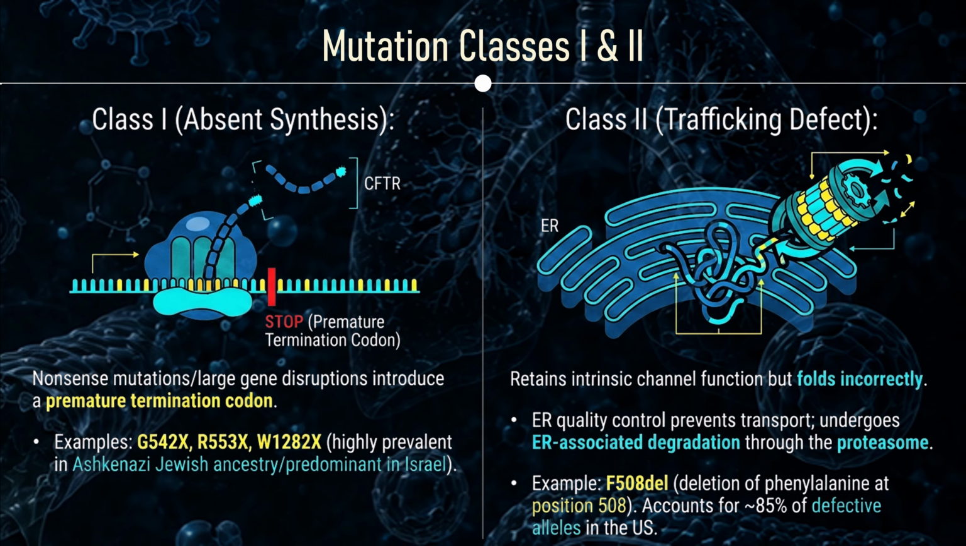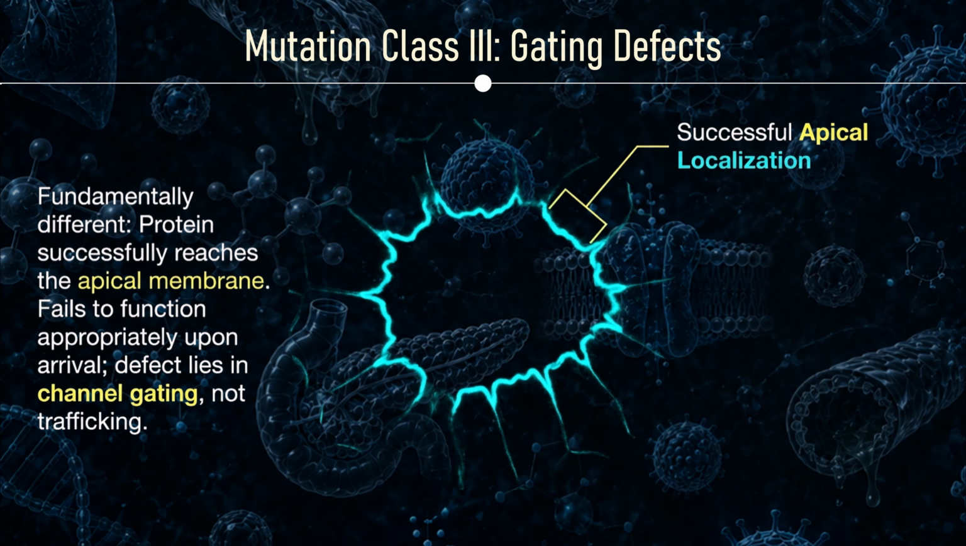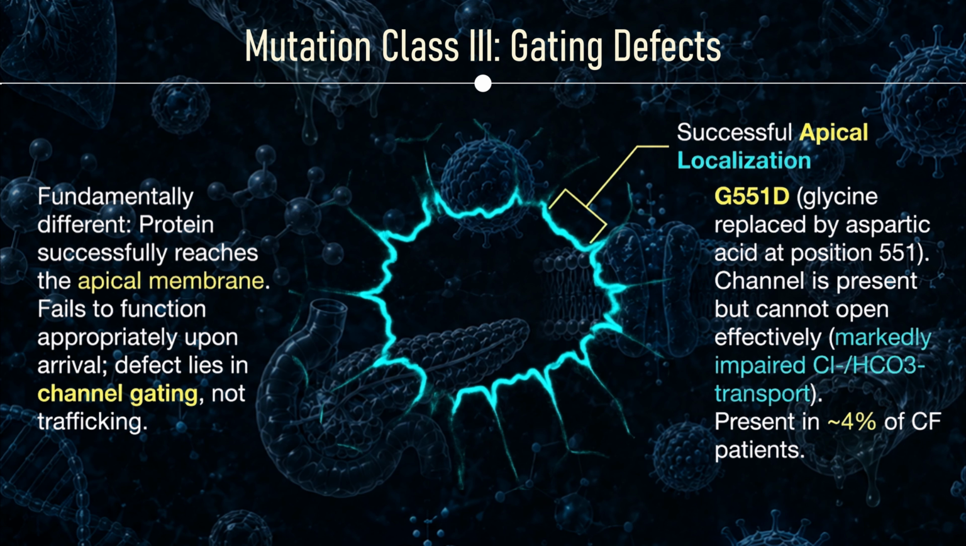Class 3 mutations differ fundamentally because the protein successfully reaches the apical membrane but fails to function appropriately once it arrives. The defect lies in channel gating rather than protein trafficking. The best known example is G551D, in which glycine is replaced by aspartic acid at position 551. Although the channel is present on the cell surface, it cannot open effectively, resulting in markedly impaired chloride and bicarbonate transport. Approximately 4% of patients with cystic fibrosis possess at least one G551D allele.